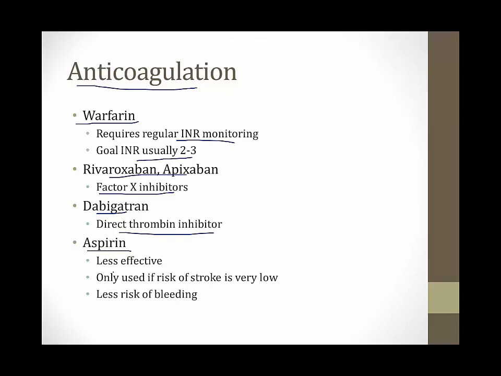The problem with aspirin is that it's less effective than the other anticoagulant drugs I've listed on this slide, so it's only used if the risk of stroke is very low. The upside to aspirin is that there is less risk of bleeding compared to these other drugs. And I talk about the mechanism of action of all these drugs in the hematology section.